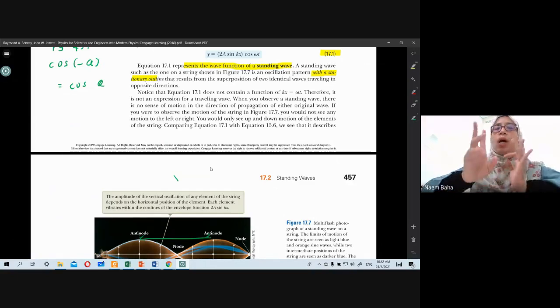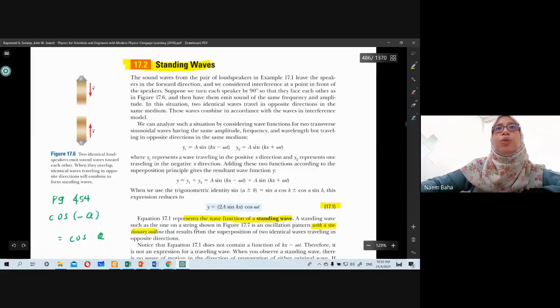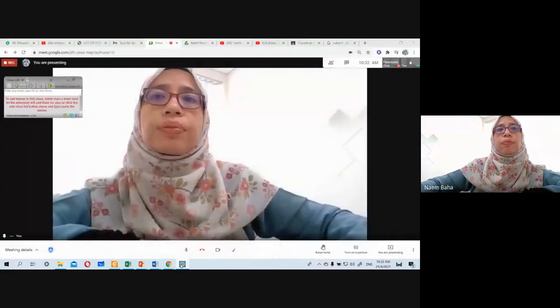Number two, we are going to look at resonance, not on string, we have done that yesterday, but on air column. And finally, we are going to look at what we call the beat phenomenon. Alright, let's first turn to the textbook.